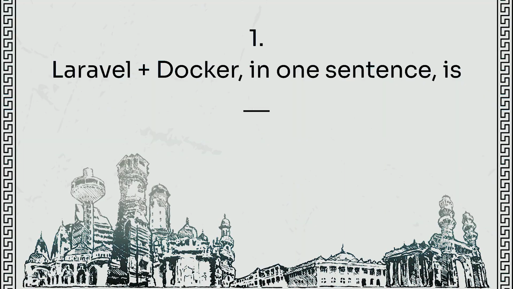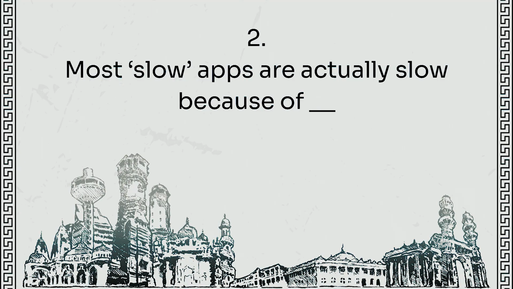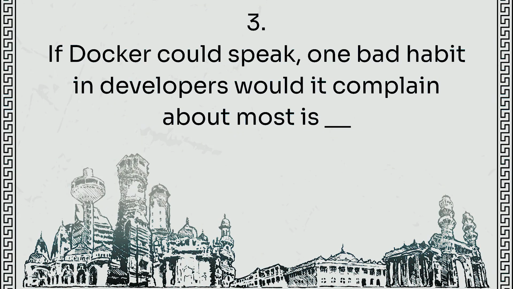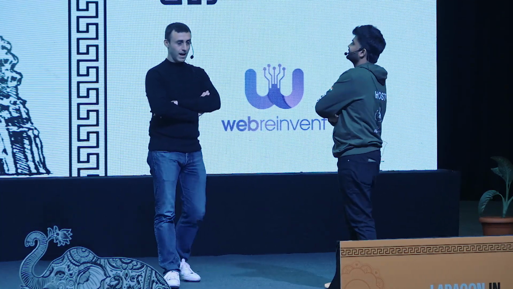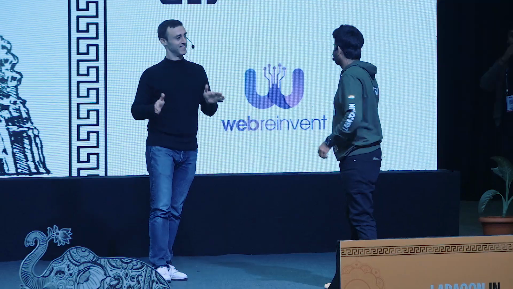First one. Laravel plus Docker in one sentence is: the freedom to do whatever you want. Perfect. Second, most slow apps are actually slow because of developers that don't understand things. Great. Third, if Docker could speak, one bad habit developers would complain about most is sticking always to the same way, never changing. Okay.